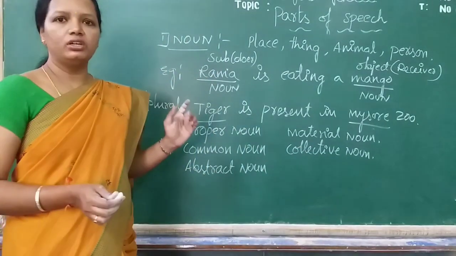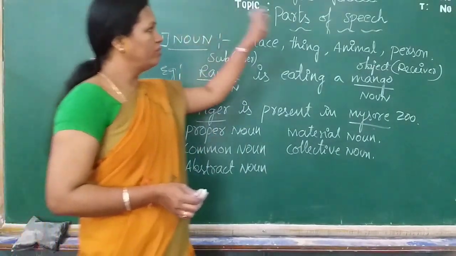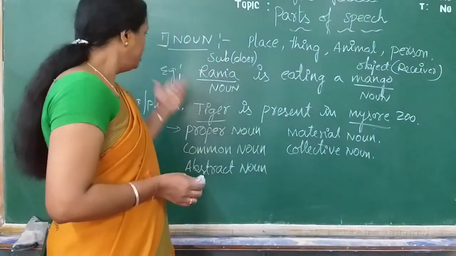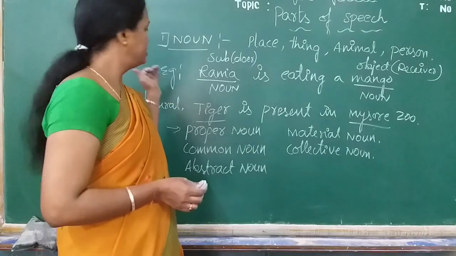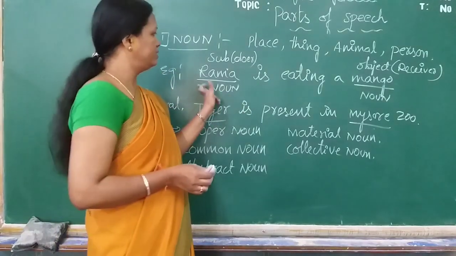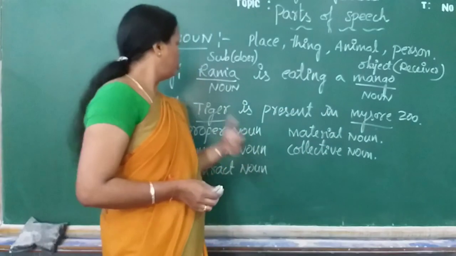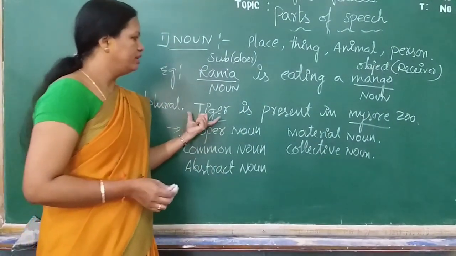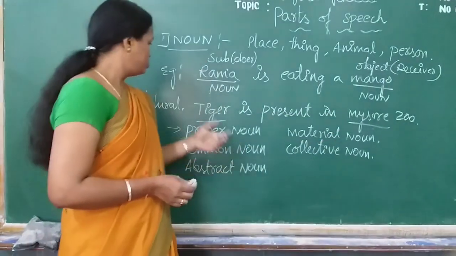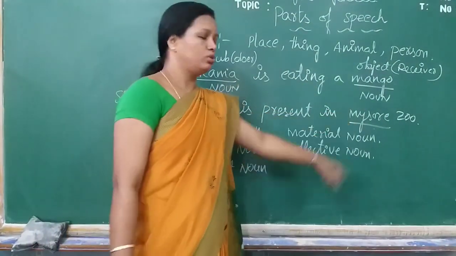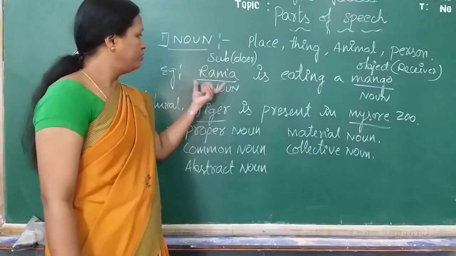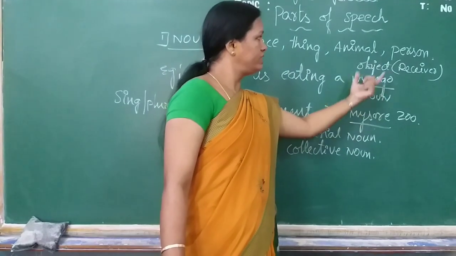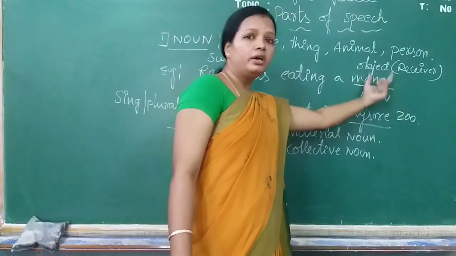So is it clear, children, about the noun? Noun is the name of a person, place, animal, thing, right? And if I consider an example of a sentence, that is, Rama is eating a mango. So Rama is a noun and mango is also a noun. And I took one more example: tiger is present in Mysore Zoo. So tiger is also a noun and Mysore is also a noun. So Rama is a noun which acts as a subject, which is a doer, and mango is a noun which acts as an object and it is a receiver.